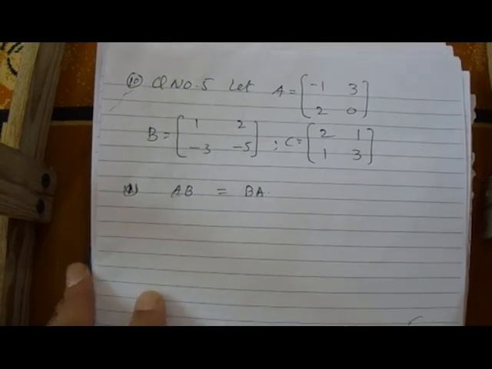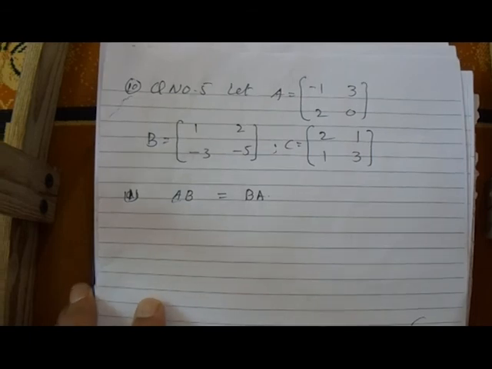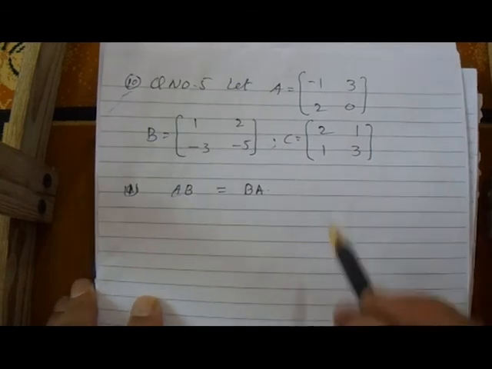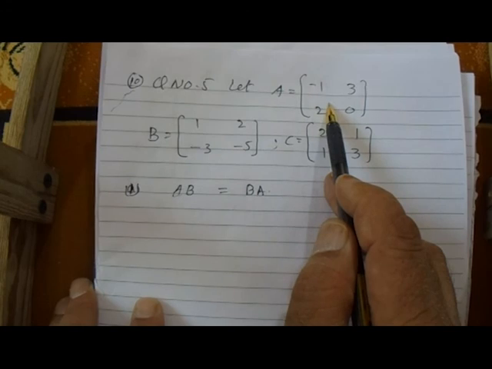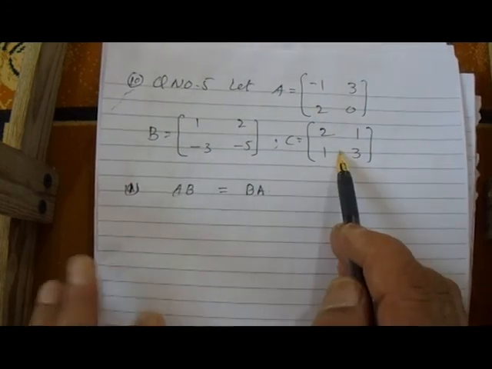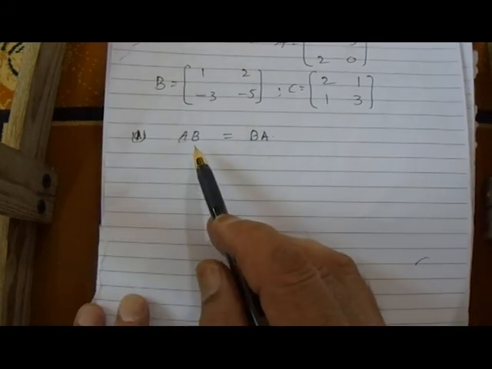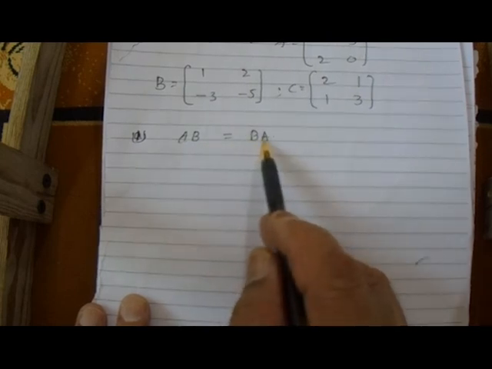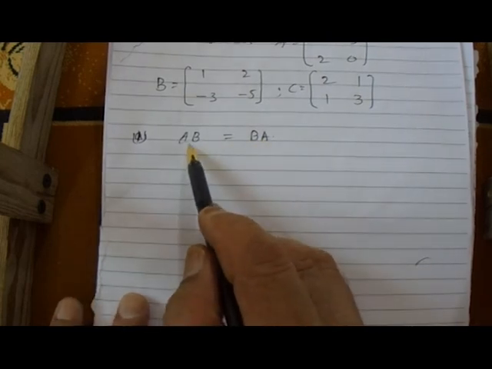Today we solve question number 5 of exercise 1.4. Now this is A, the matrix is given, B is given and C is given. The first part of this question is AB is equal to BA. First we will find AB.